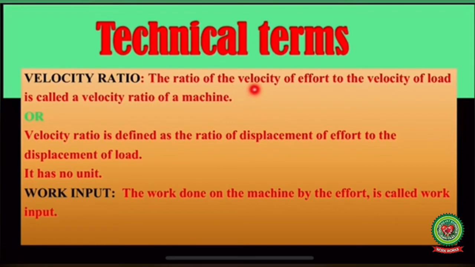As velocity and velocity have the same units, and velocity ratio is a ratio, displacement and displacement have the same units and it is a ratio of displacement to displacement. So the units will cancel each other and velocity ratio has no unit. The next technical term is work input. Again, its name is specifying its meaning. The work done on the machine by the effort is called work input.